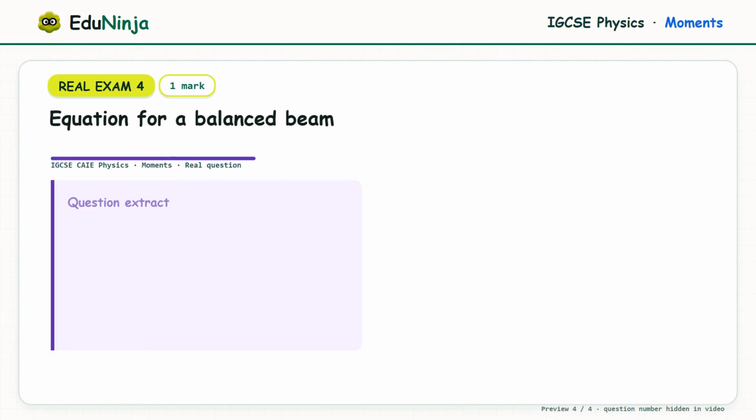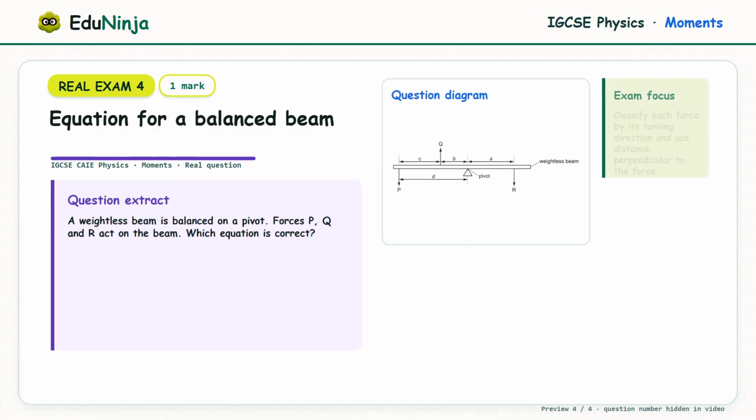A weightless beam is balanced on a pivot with forces P, Q, and R acting on it. Which equation is correct? Pause and choose your answer.